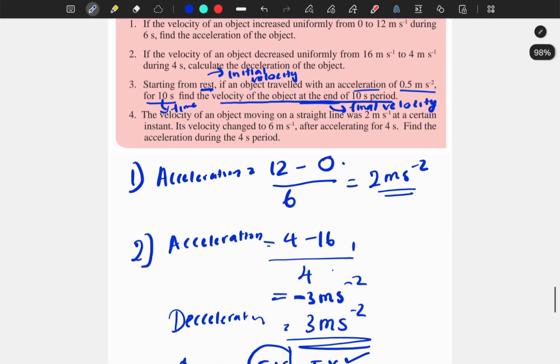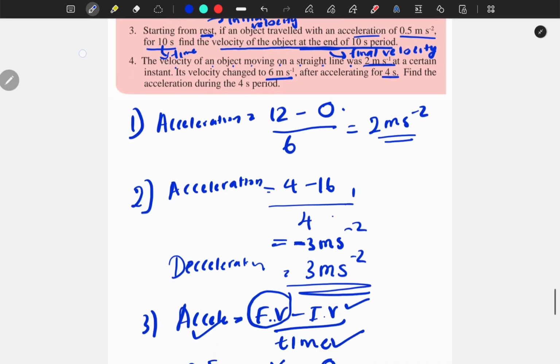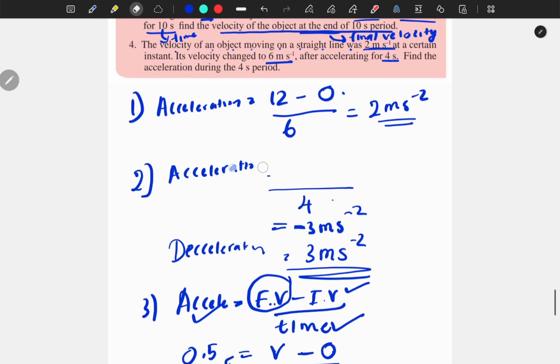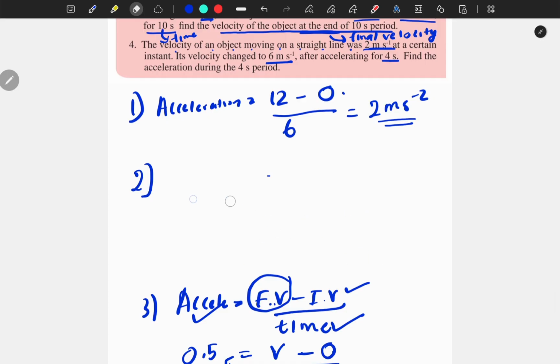Okay, and again the next question: the velocity of an object moving on a straight line was 2 meters per second at a certain instant. Its velocity changed to 6 meters per second after accelerating for 4 seconds. Find the acceleration. It's also easy, right? Because you have to use the same equations. I will do it in here, number 4.